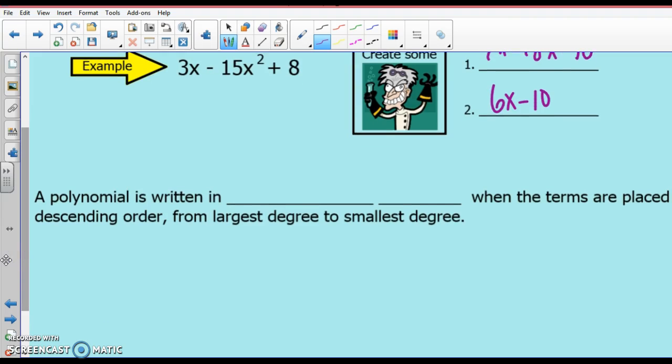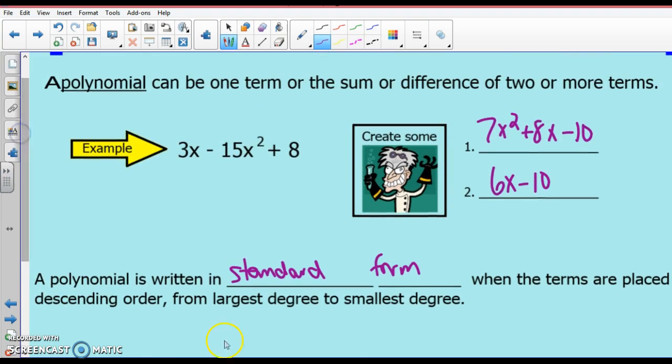A polynomial is written in standard form when the terms are placed in descending order from largest degree to smallest degree. Highest power down to lowest. Highest power down to lowest, standard form.